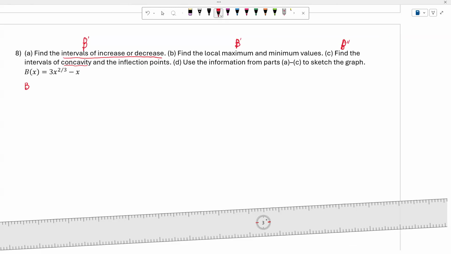Now let's see. For b prime, we will have 3 times the derivative of x to the power of 2/3, minus the derivative of x. And now the derivative of x is 1. So then the 3 and 3 cancel. In this case, I have 2 times x to the negative 1/3, then minus 1.